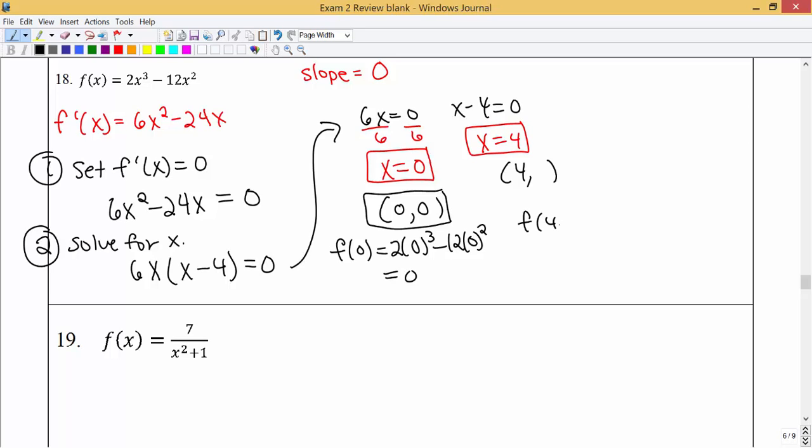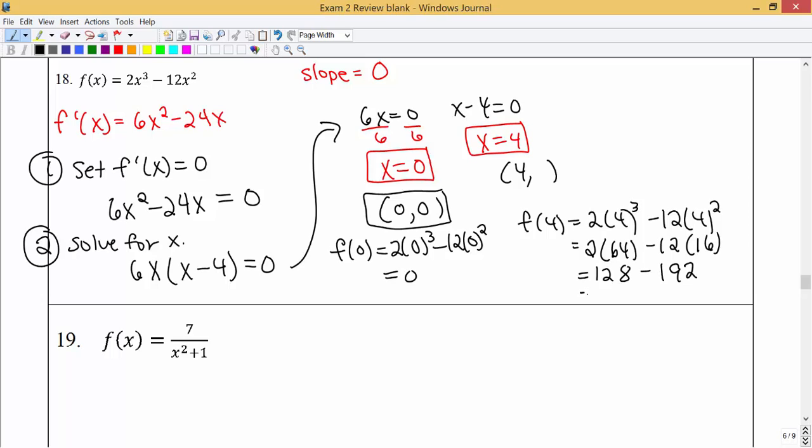And if I plug in a 4, we get 2 times 64 minus 12 times 16, which gives us 128 minus 192. And this gives us a total of negative 64. So we get the point 4 comma negative 64. So these are the 2 points on the graph of f that have a horizontal tangent line.